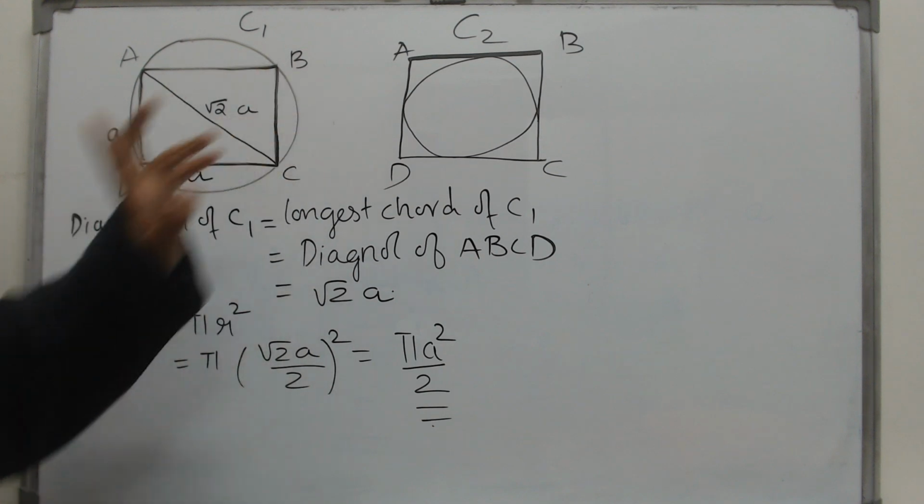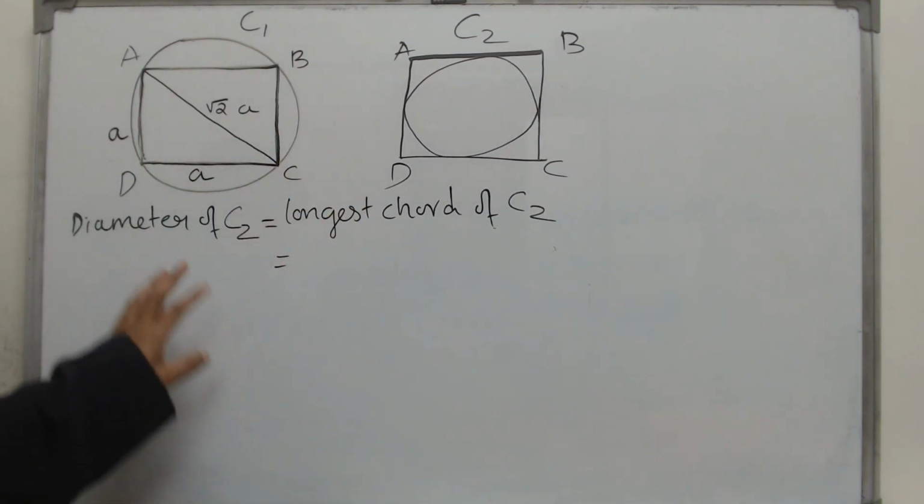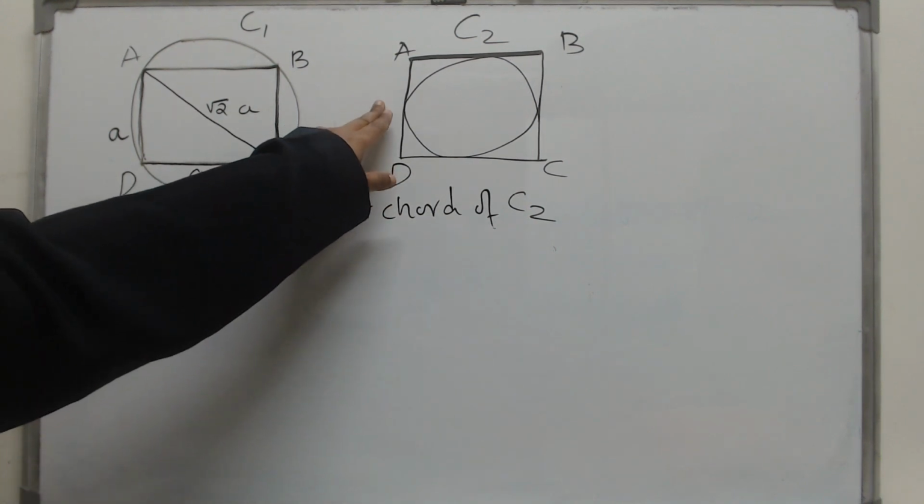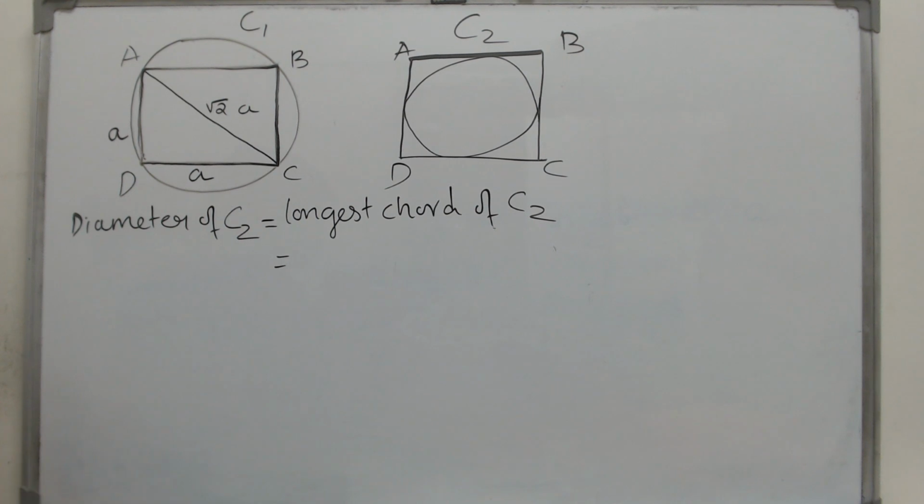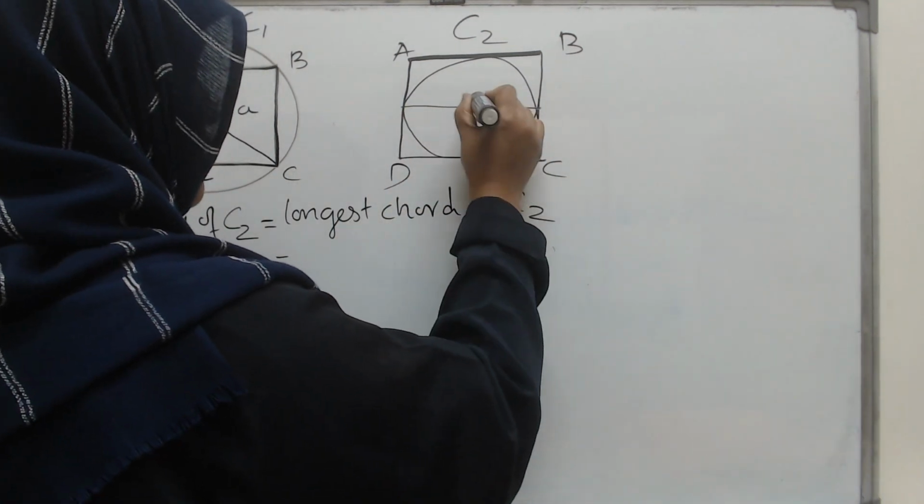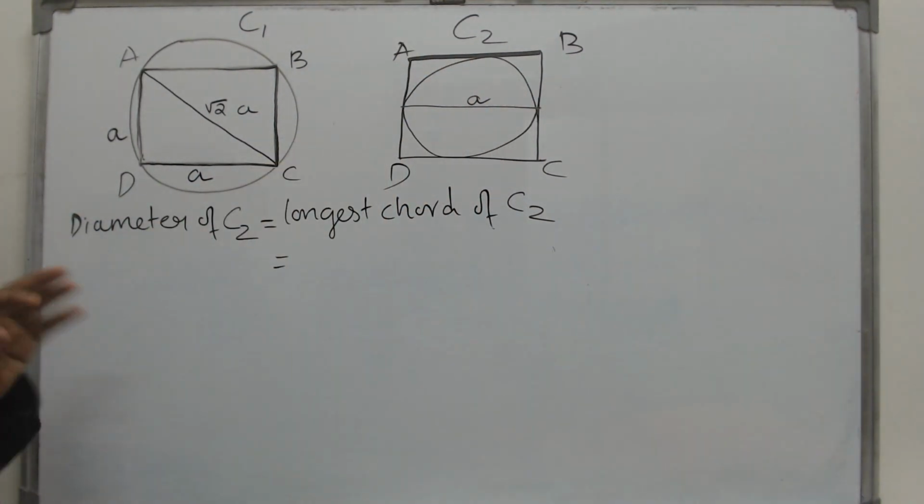Now let's move on to the second one. Now in C2 the same thing follows. Diameter is the longest chord. Now which is the longest side of a square? There is no such thing. All the sides of a square are of equal length. If this is a, all the four sides will be a.